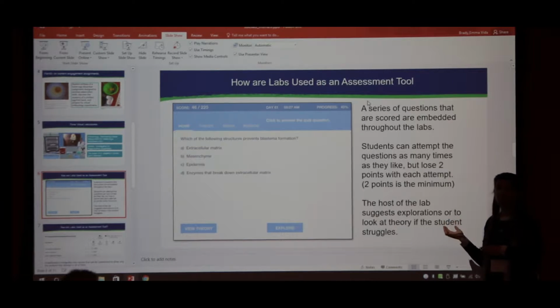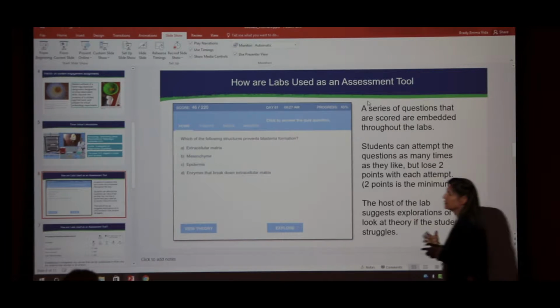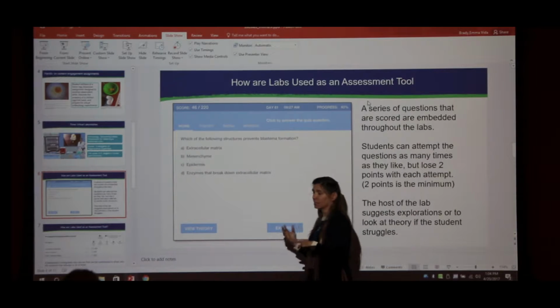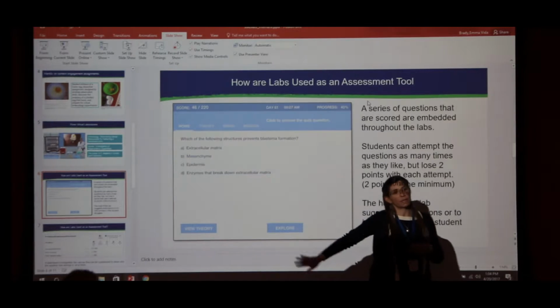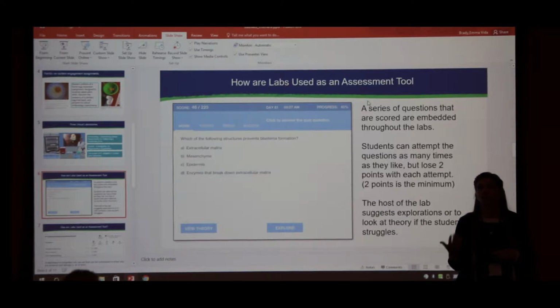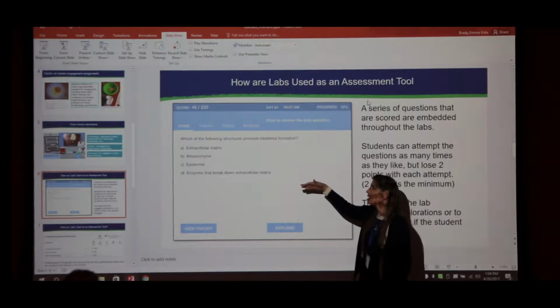And the questions have to do with both what's happening in their laboratory situation, but also what is related to the theory and conceptual things that are taught in the lectures. And that theory is here under another place where they can go back and refer if they're still having trouble understanding the answers.